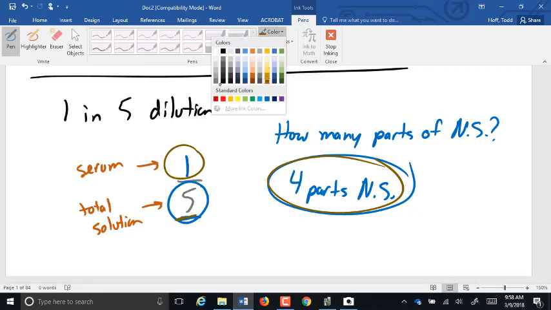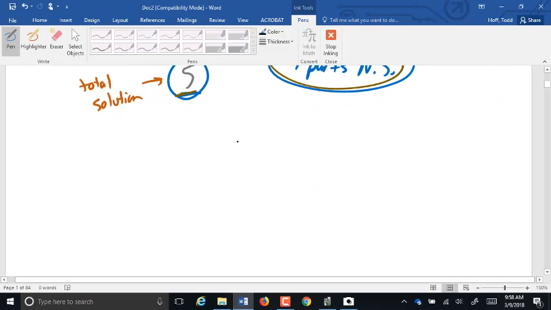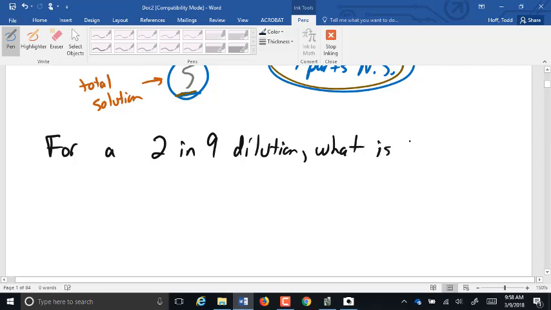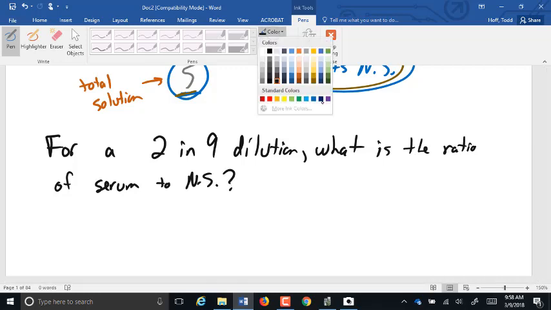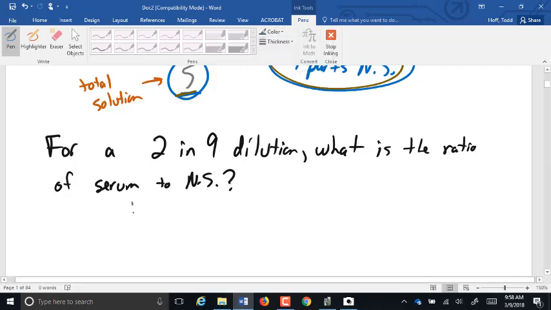So if I'm looking at a dilution ratio for a 2 in 9 dilution, what is the ratio of serum to saline? So we have our dilution, which is 2 out of 9, 2 to 9.